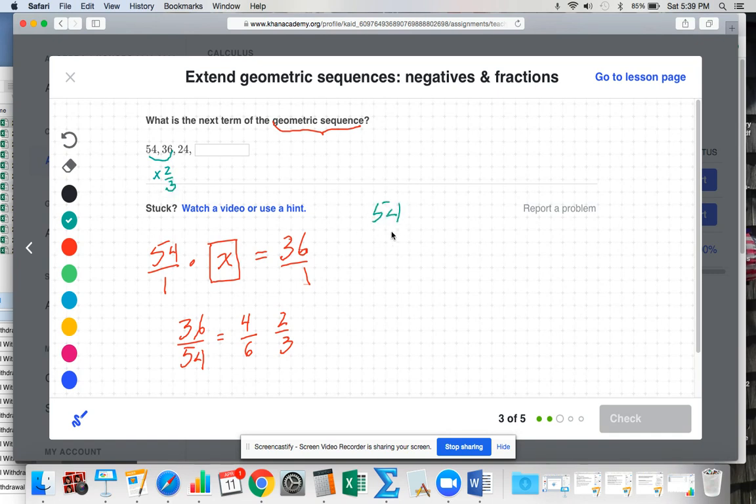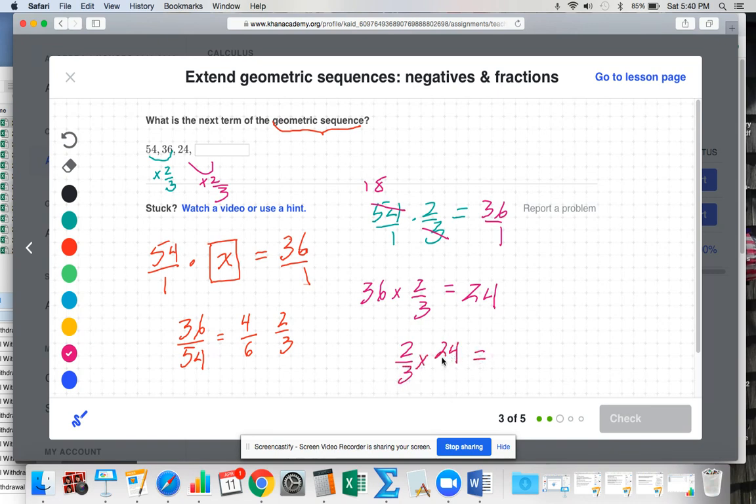So let's check that out. 54 over 1 times 2 over 3. I'm going to cross cancel just because it's easier for me. So that's 36 over 1. So that checks out. 36 times 2/3. All right, mental math. A third of 36 is 12. 12 times 2 is 24. And that matches. So I'm going to multiply 24 times 2/3, or 2/3 of 24. Mental math. A third of 24 is 8. 8 times 2 is 16. So I'm going to put 16 in here.